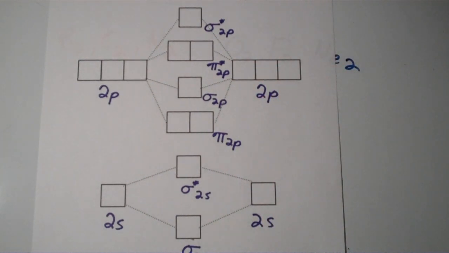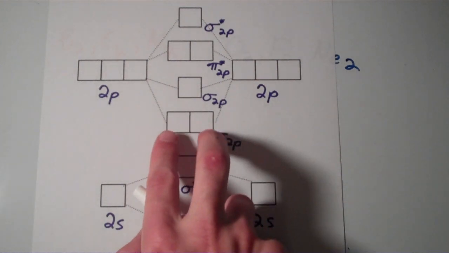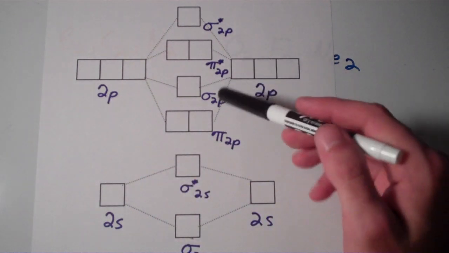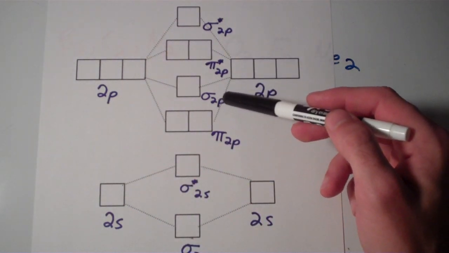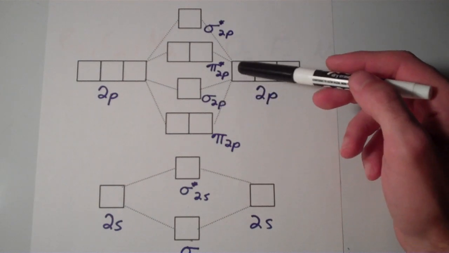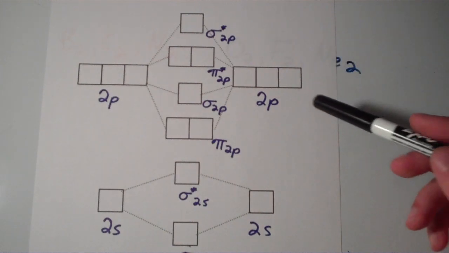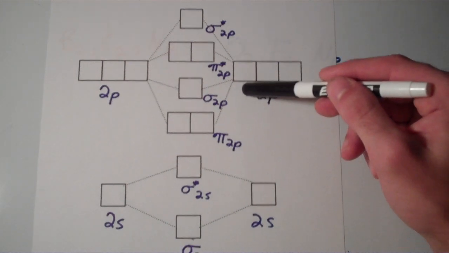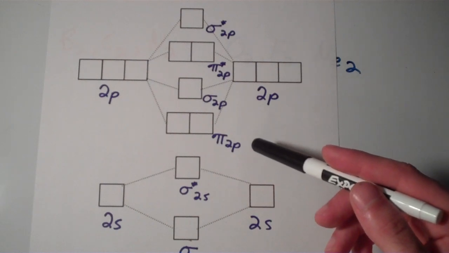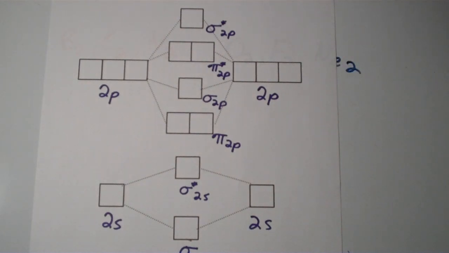We have the pi 2p molecular orbital is lower in energy, and there are two of them, remember, from the y and z axes. And then we have the sigma 2p orbital, and then after that we have the pi star 2p molecular orbital, and then we have the sigma star 2p molecular orbital. So these are actually going in increasing energy order. The pi 2p molecular orbital is the lowest energy, and the sigma star 2p molecular orbital is the highest energy.